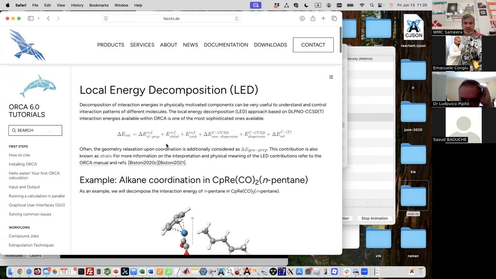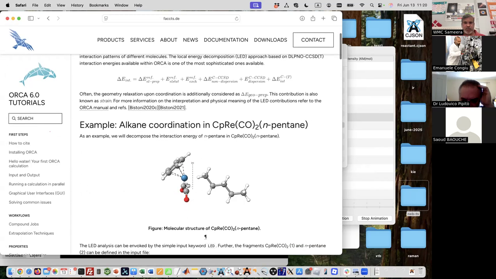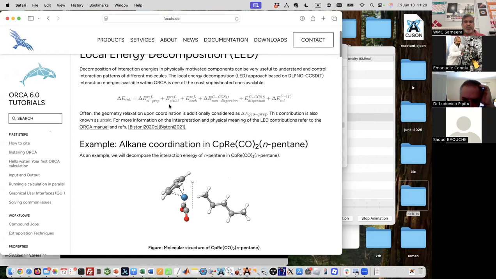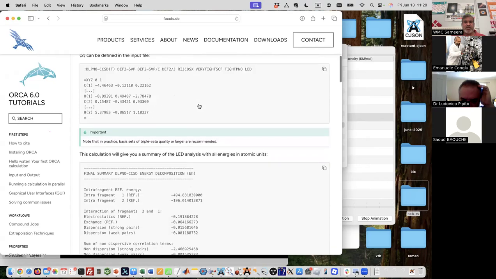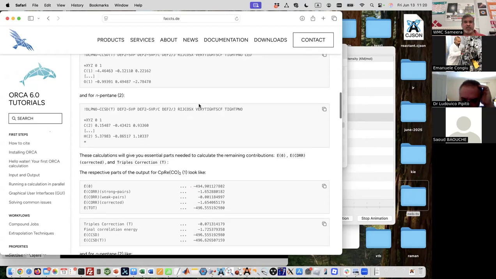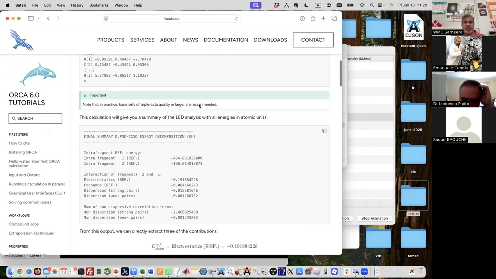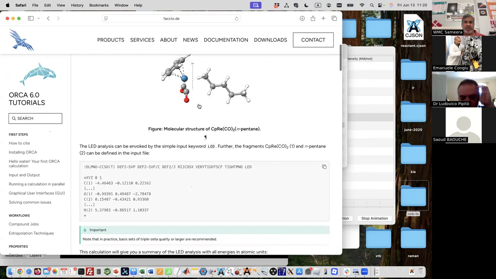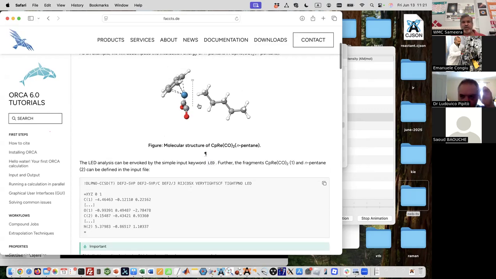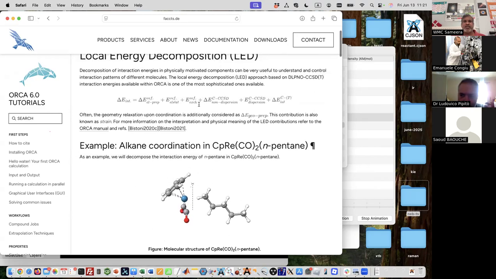Again, you can decompose the interaction between two components into different energy terms, and then you can get an idea about which energy term mainly contributes to this interaction. That interaction causes the reaction barrier anyway, so you can quantify it in a way.